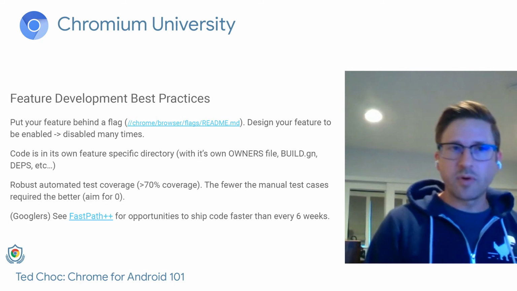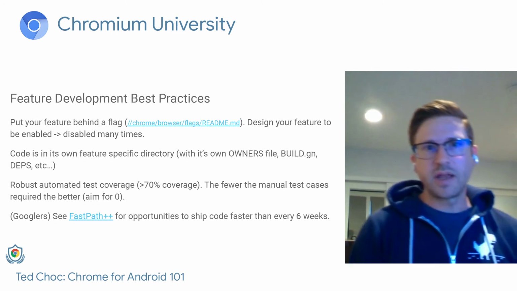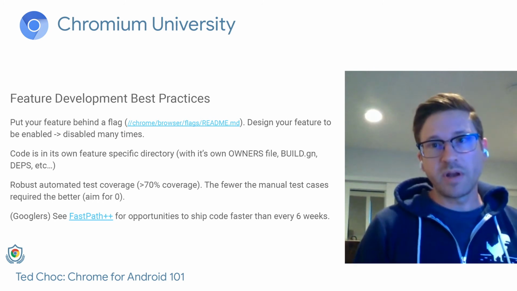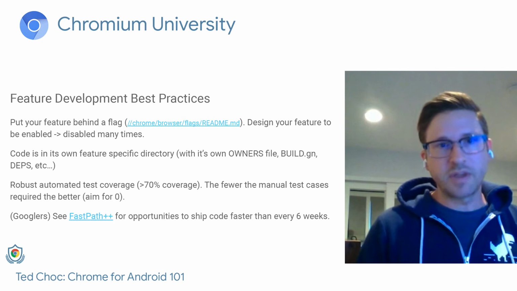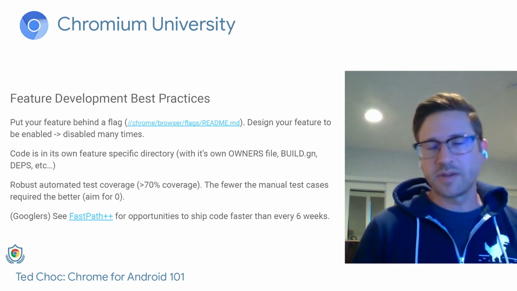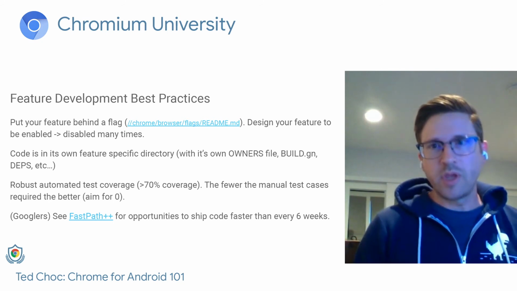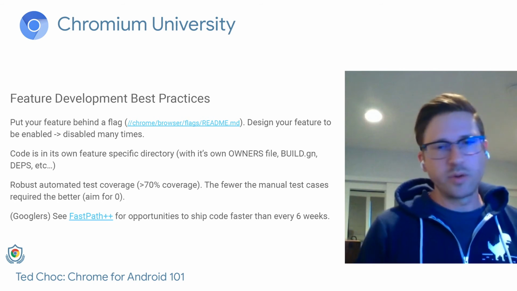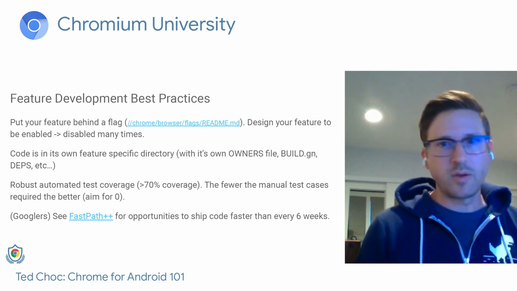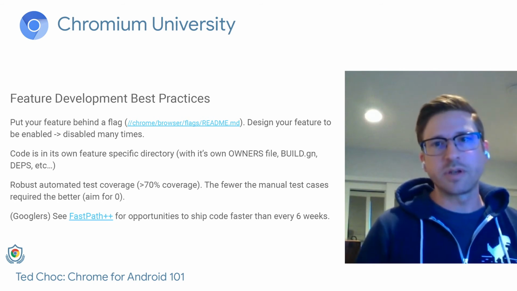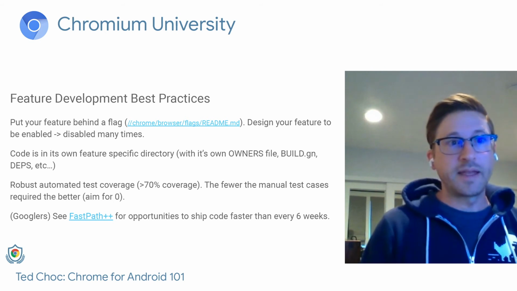As I mentioned previously in our modularization slide, really aim to have your code in a feature-specific directory. Have it with its own owners file, its own build GN file, its own deps file, everything, so that you can have that sense of ownership. You're doing that triage yourself. You can maintain it. You don't need to ask for other reviewers and owners to help.